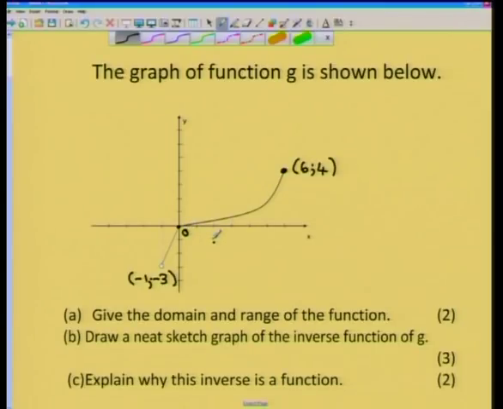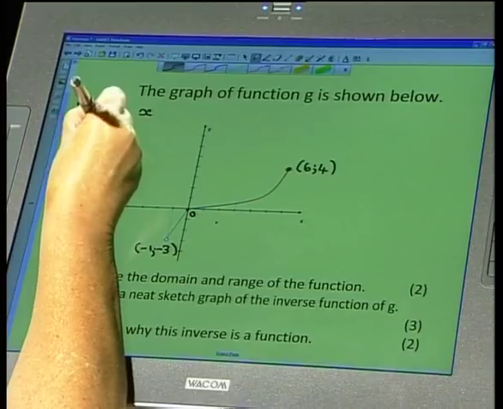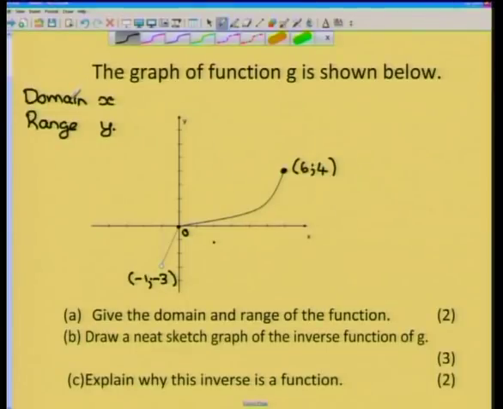Now it says, give the domain and range of the function. Remember, we discussed domain and range last lesson. Domain is the possible x values, and the range is the possible y values. Alphabetically x comes before y, and alphabetically d comes before r. So if we look at this, what is the possible domain? Do you agree with me? x would be an element of, starting from minus 1 but not including minus 1, so a round bracket at minus 1, to 6, which is included.